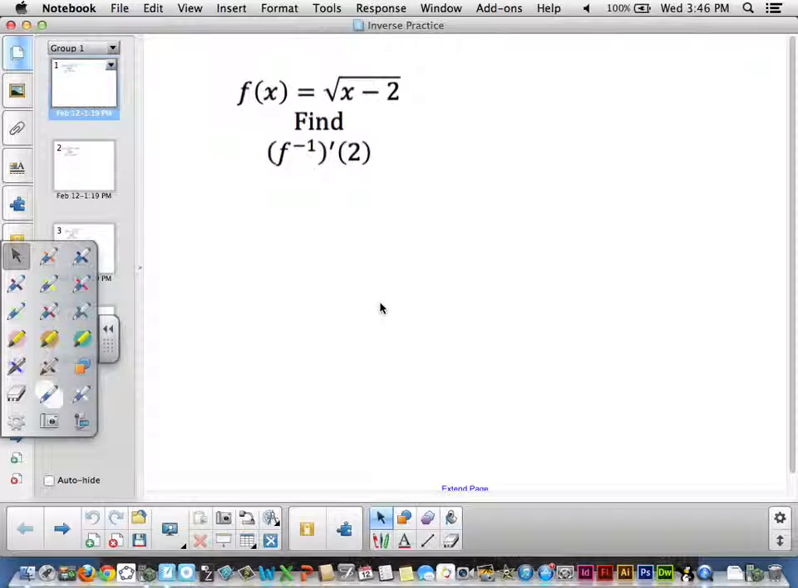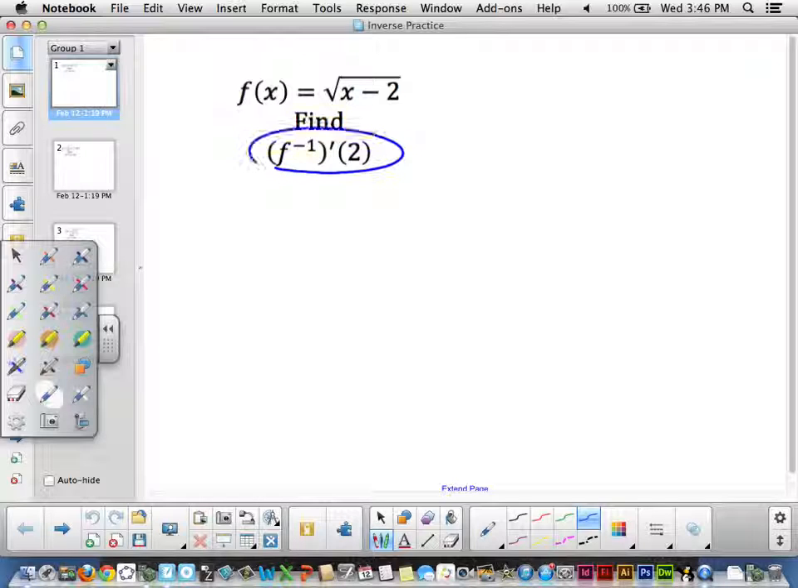Okay, so there was a request yesterday to see some of this stuff in practice. So we'll do finding the derivatives of the inverses for a couple practice problems, and then you'll have work time like always. A first step, you need to figure out your x and y.